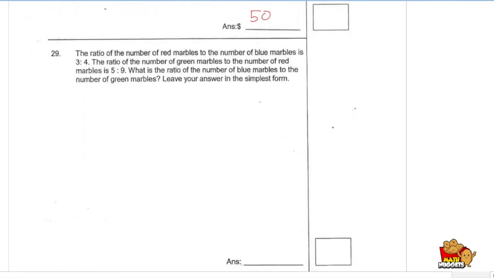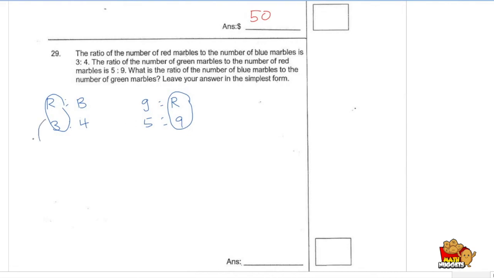Question 29, ratio. Let's write down the ratio that's given to us. So we have red is to blue is 3 is to 4. Then we have green is to red is 5 is to 9. So you got to check your ratio. What is repeated here? You see red? Red is repeated. So red is 3 here, red is 9 here. That does not make sense.